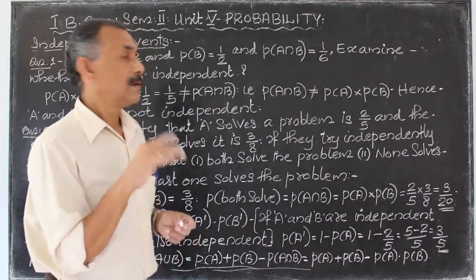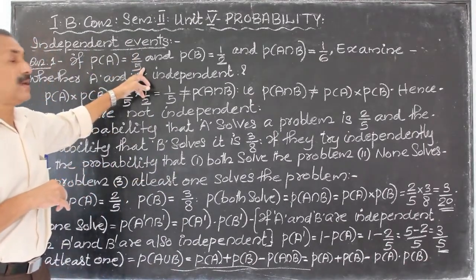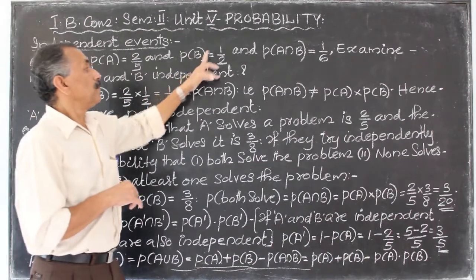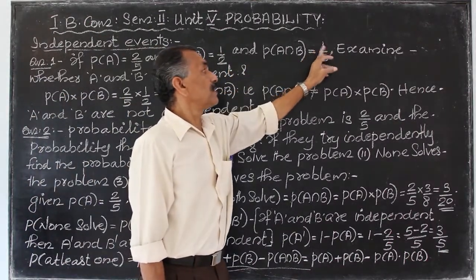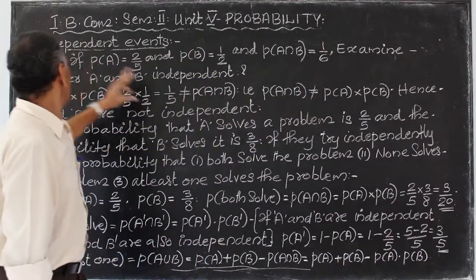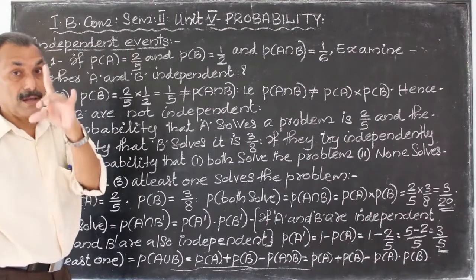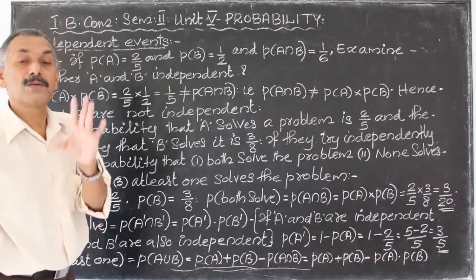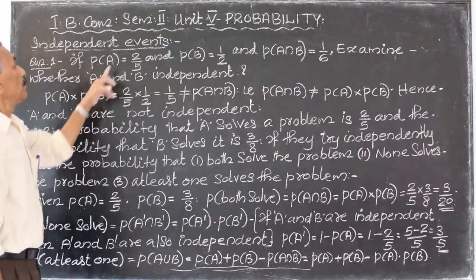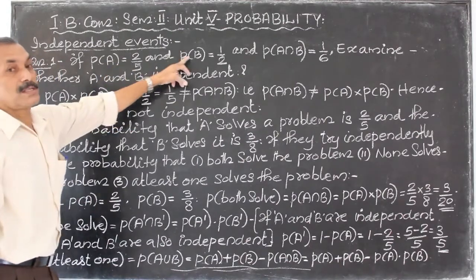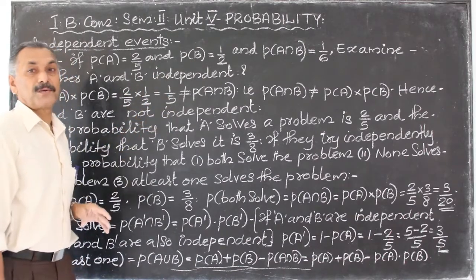Now, the next problem: if probability of an event A is equal to 2 by 5, probability of B is equal to 1 by 2, and probability of A intersection B is equal to 1 by 6, examine whether A and B are independent. A and B are independent if P of A intersection B is equal to P of A into P of B. Then what is P of A into P of B? P of A is 2 by 5, and probability of B is 1 by 2. That is, with the 2 cancelling, equal to 1 by 5.